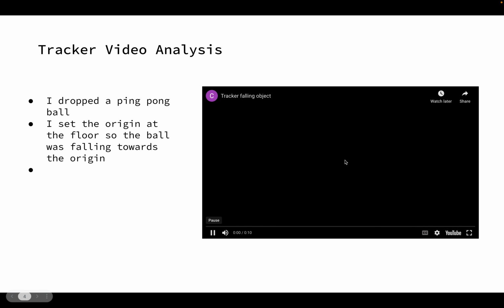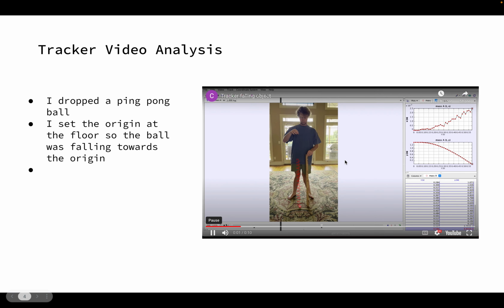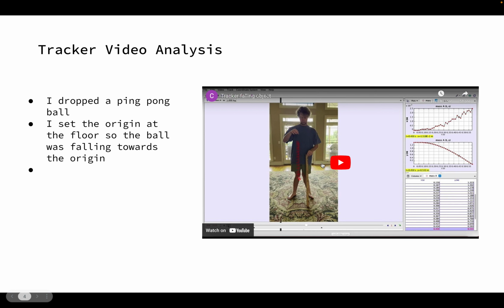Here is my Tracker video analysis. As you can see, I dropped a ping pong ball and I set the origin at the floor so the ball was falling towards the origin. And as you can see right here, the points are getting further and further away from each other, indicating that the ball is covering more and more distance and accelerating. Here is my y position versus time graph, and then here is my time values and my y values. As you can see, the ball is the system and the surroundings is everything else.